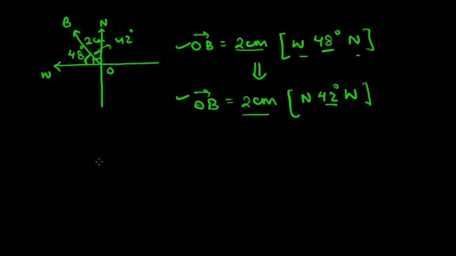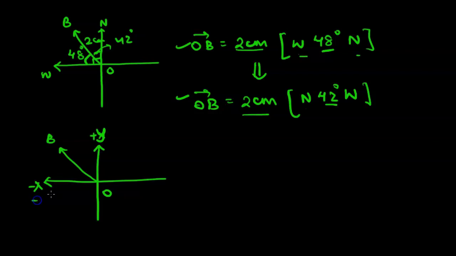Now let's understand how to represent vectors on x and y axes, or how to do the component method. Let's take up the same example. Component means how much part of this vector lies on its respective x and y axes. So here the respective x-axis is the negative x-axis, which is west, and the respective y-axis is the positive y-axis, which represents north. This vector lies in between west and north.